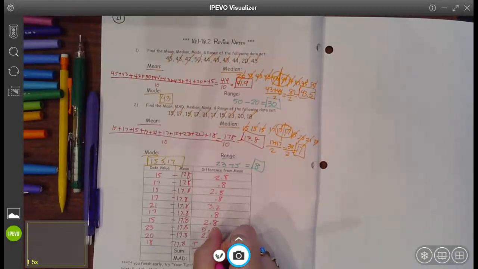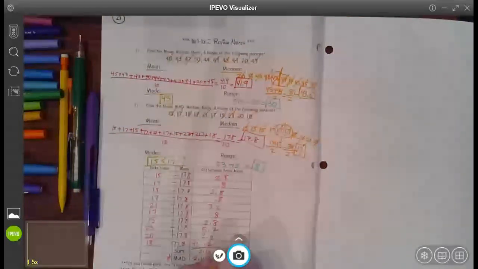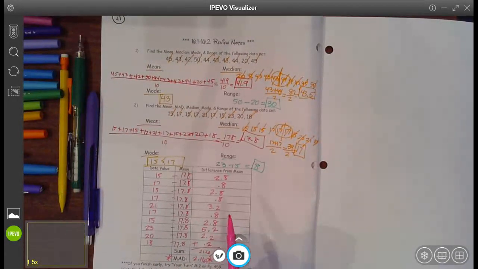So add them together and divide by how many there were, and that will give you the MAD. So 21.6 divided by 10 is 2.16. That's not a very big value. So that means your data set wasn't that spread far apart. Yeah, it ranged from 15 to 23. It only had a range of 8. So they're pretty close together.